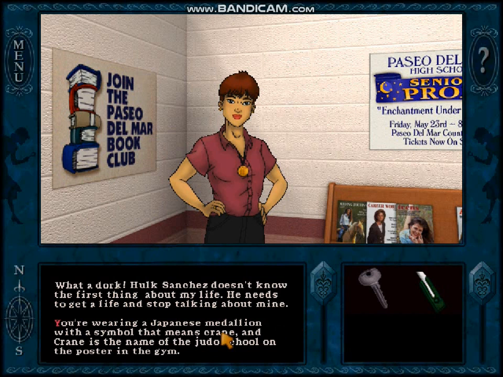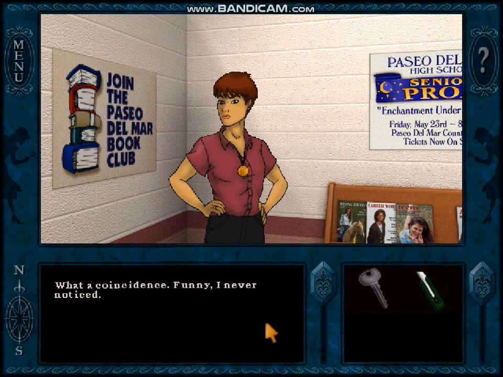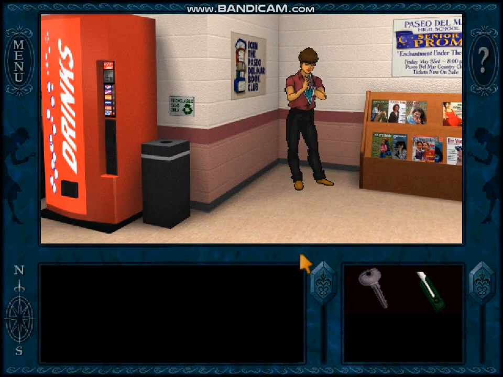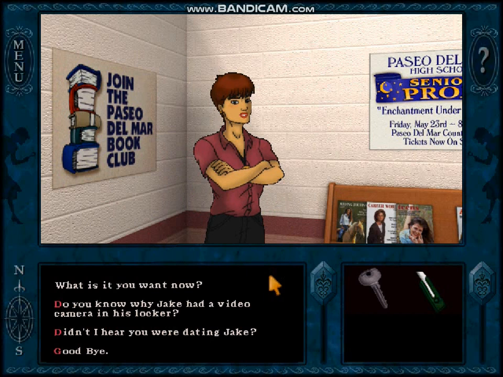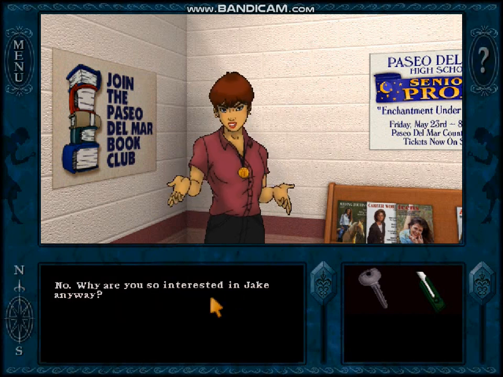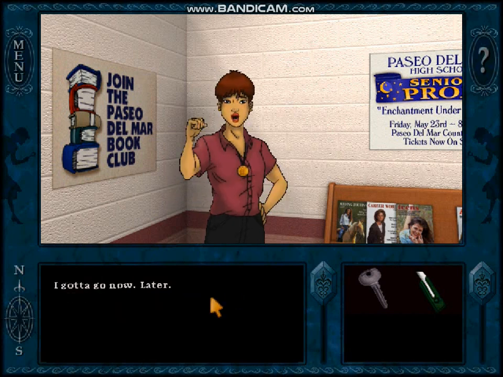Alright, so let's continue. You're wearing a Japanese medallion with a symbol that means crane, and crane is the name of the judo school on the poster in the gym. What a coincidence. Funny, I never noticed. Really? What is it you want now? Do you know why Jake had a video camera in his locker? No. Why are you so interested in Jake anyway? I gotta go now. Later.